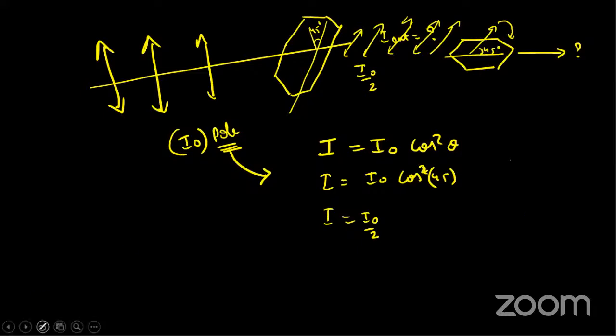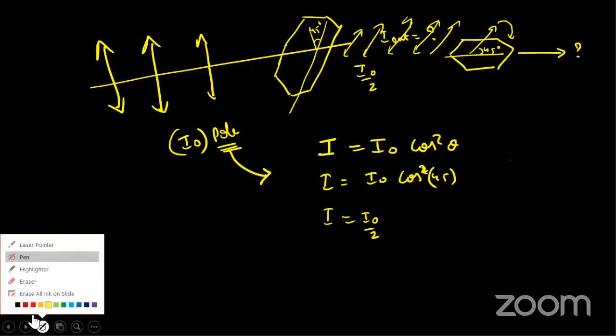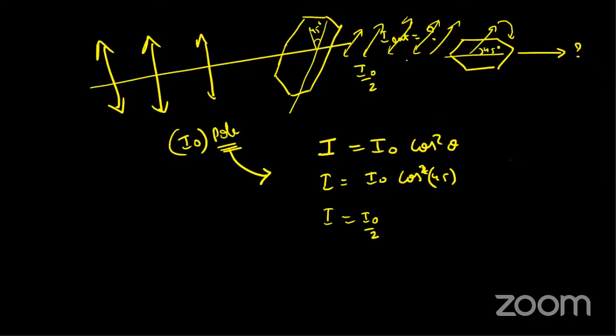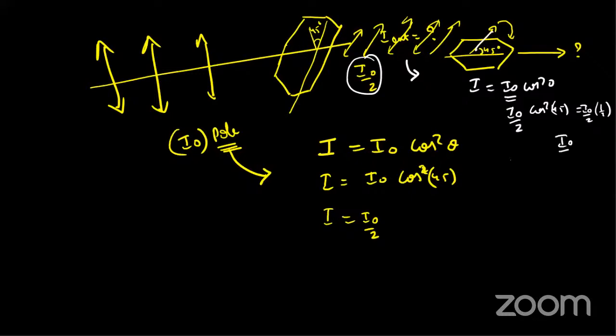Good, cool. So what's going to happen is again very simple. Since this is also a polarized light, I have to use Malus's law, which is I is equal to I naught cos square theta. What is the I naught? It is the incoming light. Incoming light has an intensity of I naught by 2, so put I naught by 2. And what is the angle between this incoming light and the polarizer? It's 45 degrees, so put cos 45. Cos 45 is 1 by root 2. 1 by root 2 square is 1 by 2. So I naught by 2 into 1 by 2, and this becomes I naught by 4.